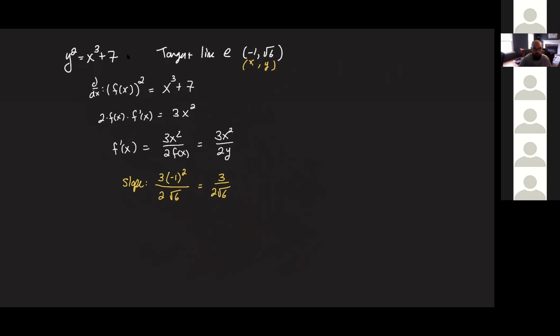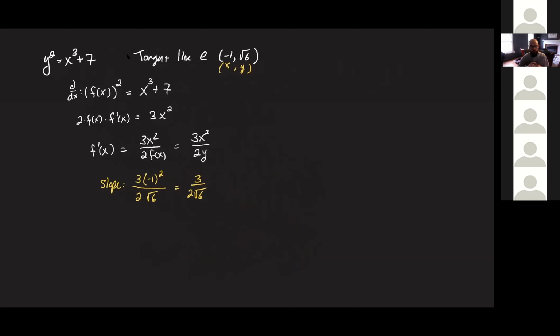Right, so I'm going to put this over here. And so putting it all together, the tangent line is y minus square root of 6 equals 3 over 2 square root of 6 times x. Now it's going to be x minus -1, which is x plus 1. Okay, so this y minus square root of 6 is 3 over 2 times square root of 6 times x plus 1. This should be the equation of my tangent line.